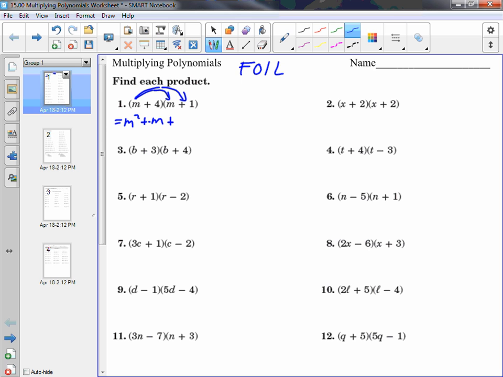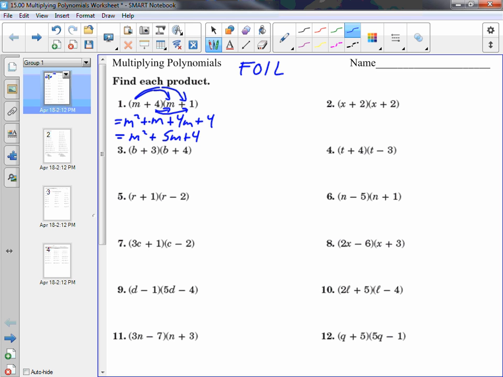I for inner. Now we're distributing this 4. 4 times m is 4m. L for last. Now we're still distributing the 4. 4 times 1 is 4. And expect, out of those 4 terms you have as your result, expect the 2 in the middle to be like terms. So we'll get m squared plus, all right, m plus 4m is 5m plus 4.